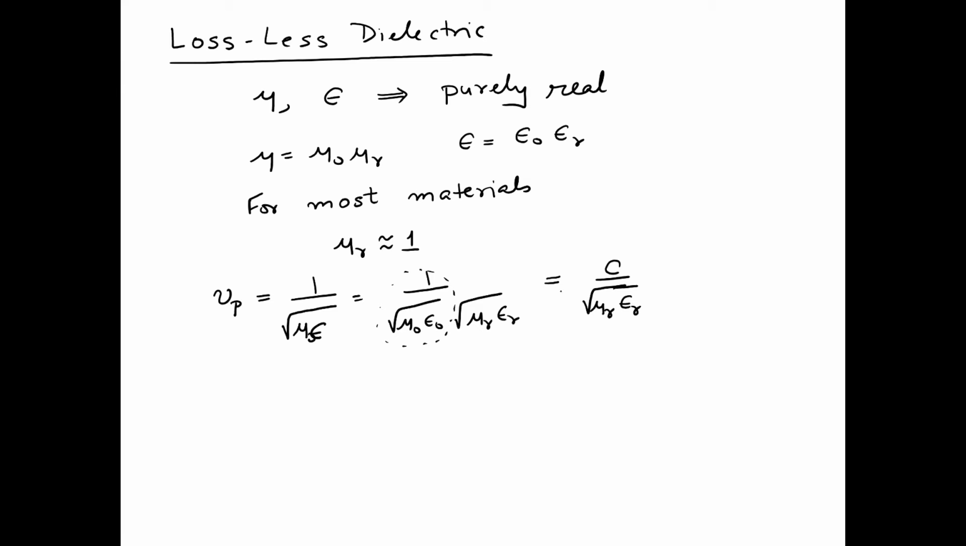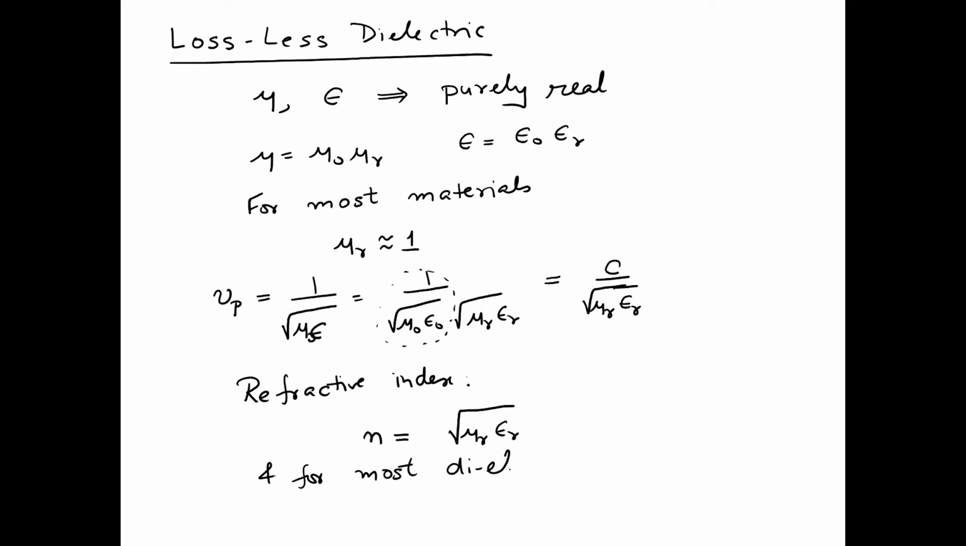How much the phase velocity decreases in a medium is what we call the refractive index. So if I look at the refractive index n, n is now square root of mu r epsilon r, and for most dielectrics, where mu r is approximately 1, the refractive index is square root of epsilon r.